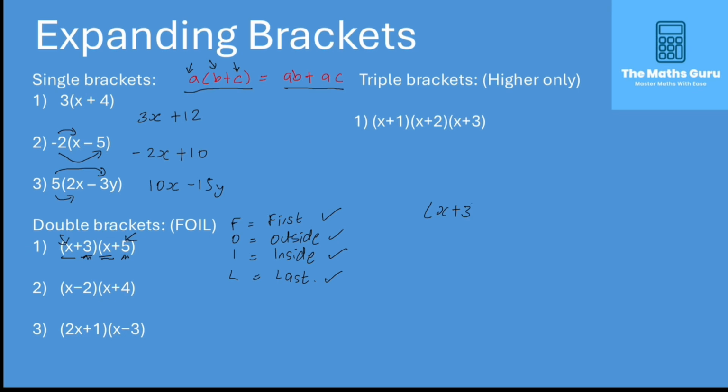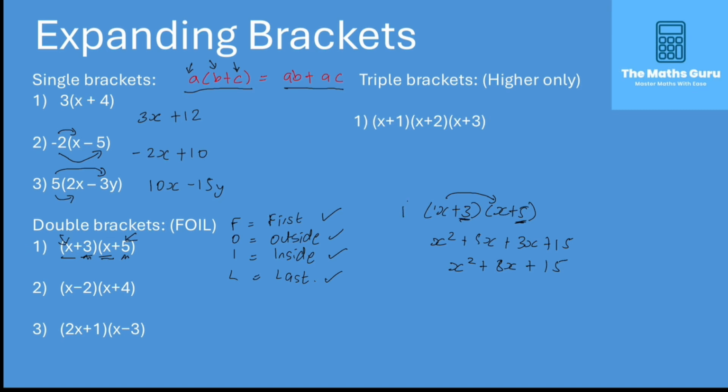So x plus 3, x plus 5. We do our first ones, which is our x squared, put that there. Then we do our outside ones, looking at our checklist. Outside is x and 5, so plus 5x here. Then we look at our inside ones, and we get plus 3x. Then we look at our last ones in the bracket. The last one in the first bracket is 3. The last one in the second bracket is 5. So we get x squared plus 8x plus 15. And that's our answer to question 1.